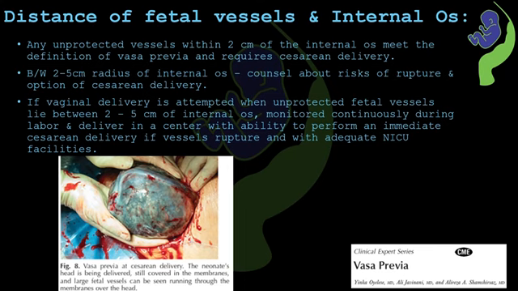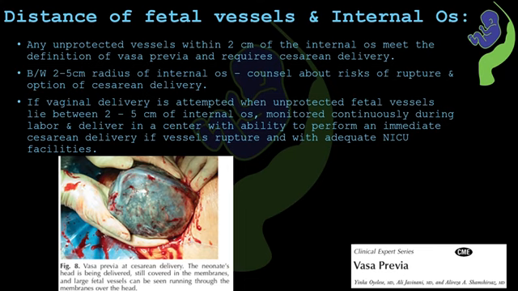An alternative and safer approach is to deliver the baby and cord with the membranes kept completely intact, as shown in the picture, and then rupture the membranes only after the neonate has been safely delivered. Now, when the unprotected vessels lie between 2 and 5 cm from the internal os, the risk is obviously less. In these situations, women should be counseled about the potential risk of rupture and offered the option of cesarean delivery, although there is no consensus regarding this.